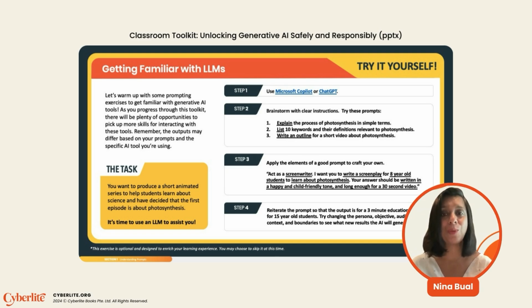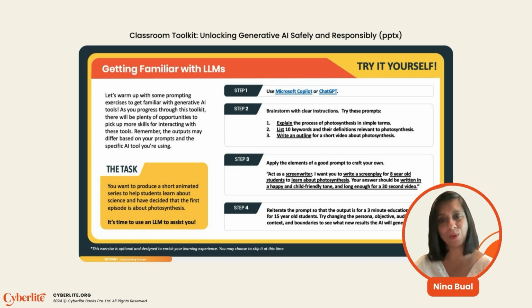Step 2. Brainstorm with clear instructions. Try these prompts. 1. Explain the process of photosynthesis in simple terms. 2. List 10 keywords and their definitions relevant to photosynthesis. 3. Write an outline for a short video about photosynthesis. Once you've done that, step 3, apply the elements of a good prompt to craft your own.